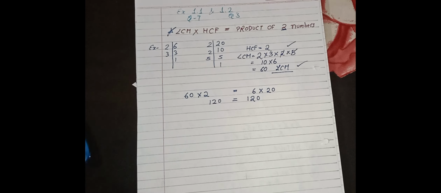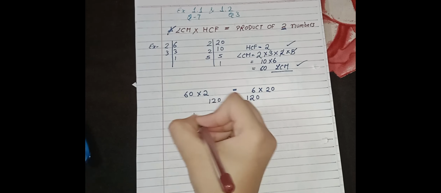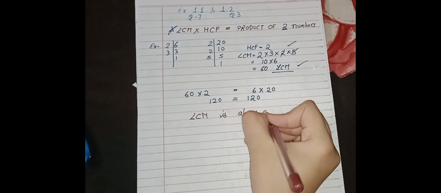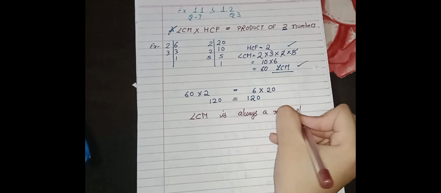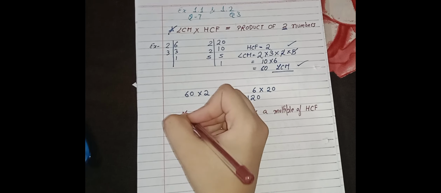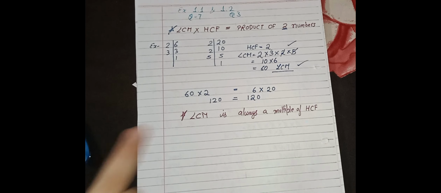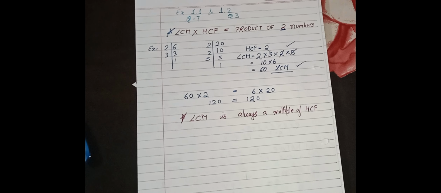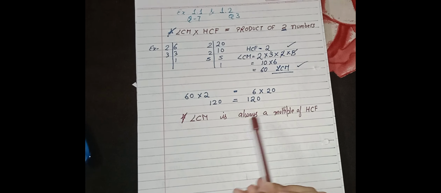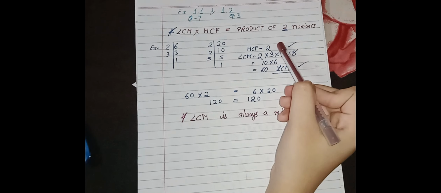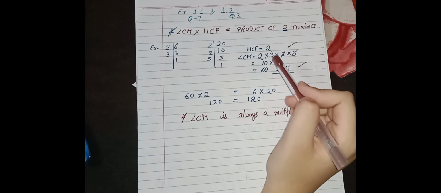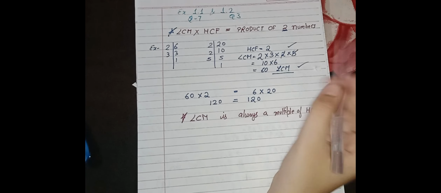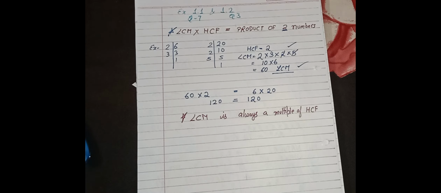But before that, one more thing I want to tell is LCM is always a multiple of HCF. What we are saying is, whatever the LCM is, if you have 2 numbers, 3 numbers, 4 numbers, 5 numbers, if you take out their LCM and their HCF, you will find that LCM is always a multiple of HCF. Like HCF here was 2 and LCM was 60, so you know that 60 is a multiple of 2. 2 into 30 gives 60. So LCM will always be a multiple of HCF.